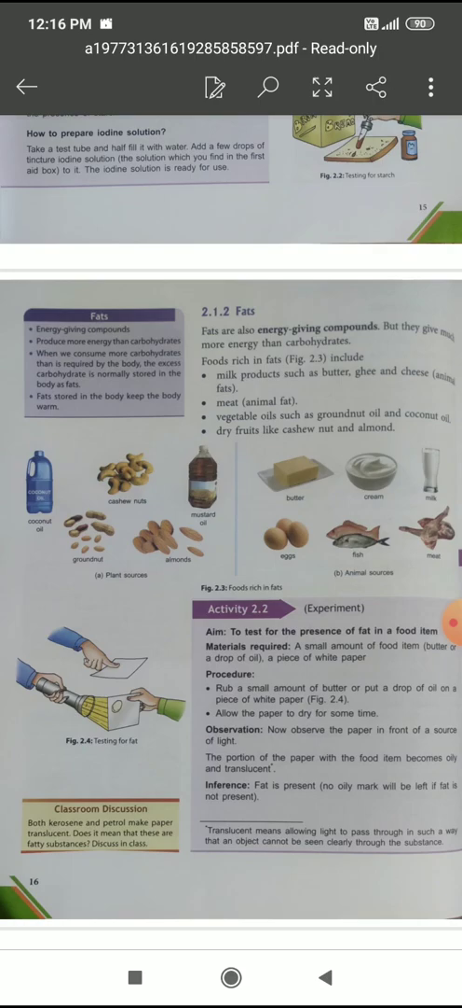Then observation. Now observe the paper in front of a source of light. The portion of the paper with the food item becomes oily and translucent. So fat is present here. Okay. No oily mark will be left if fat is not present. So through this experiment we can observe the fat presence in the food item.